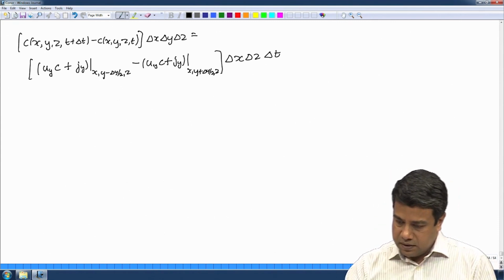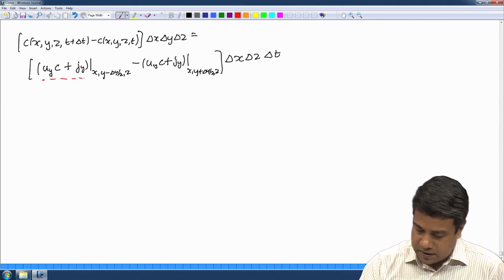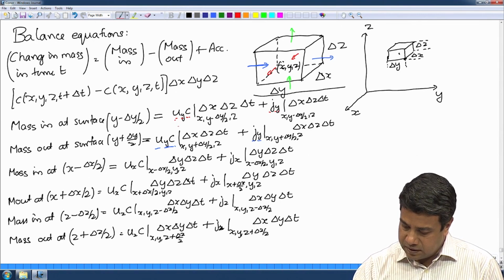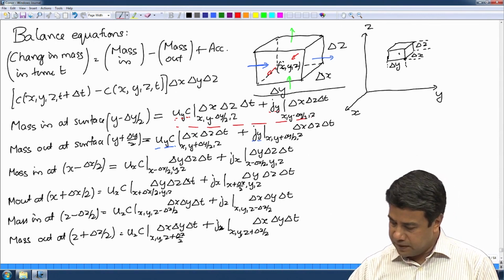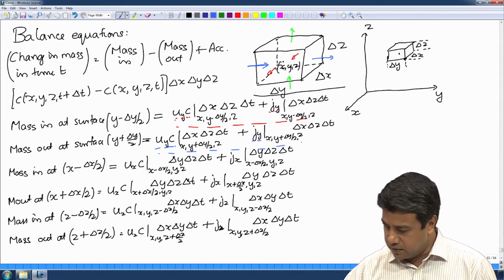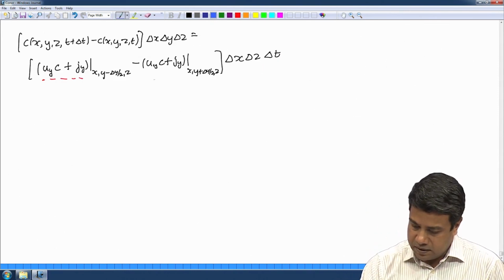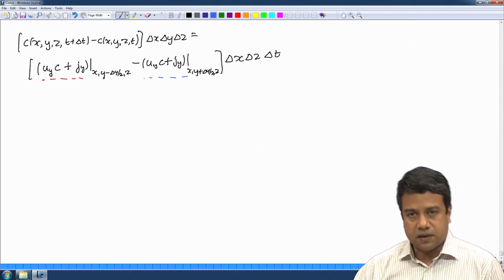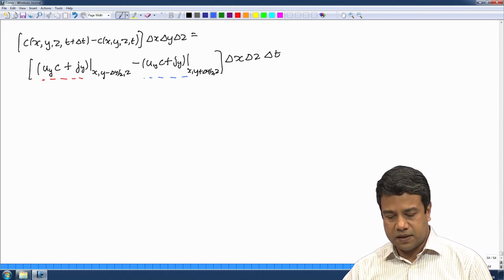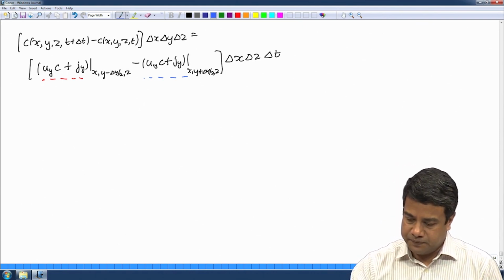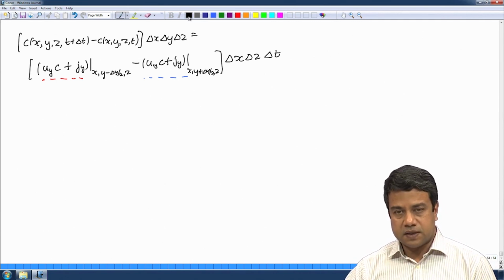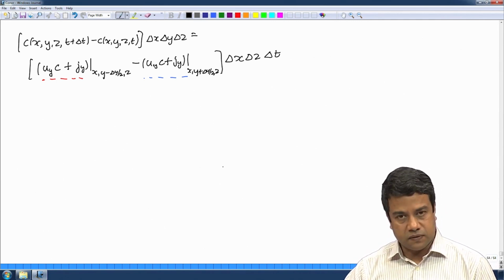So, the first two terms here are the mass that is entering, as you recall from the previous section. And the next two terms are the masses that are leaving this differential volume. In both cases the surface area is the same and the time interval is the same. Then I will get terms in the x and the z direction which look very similar.